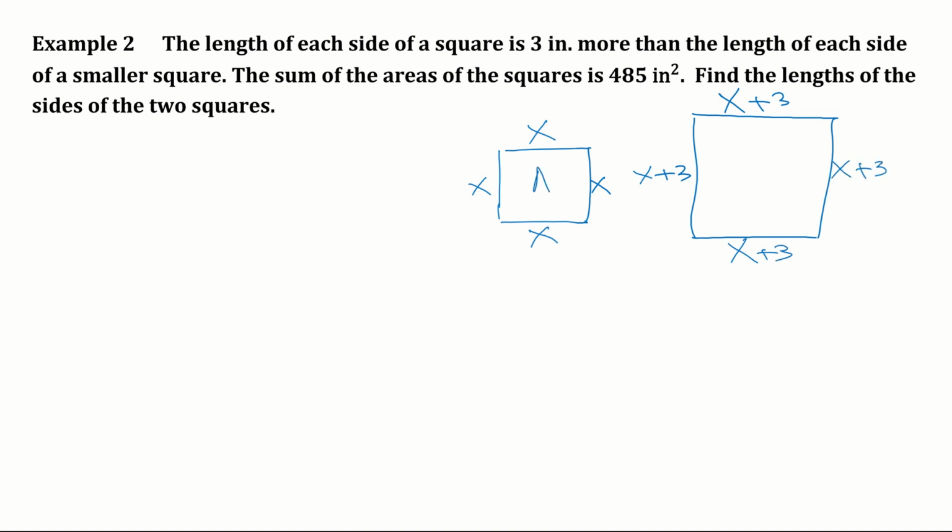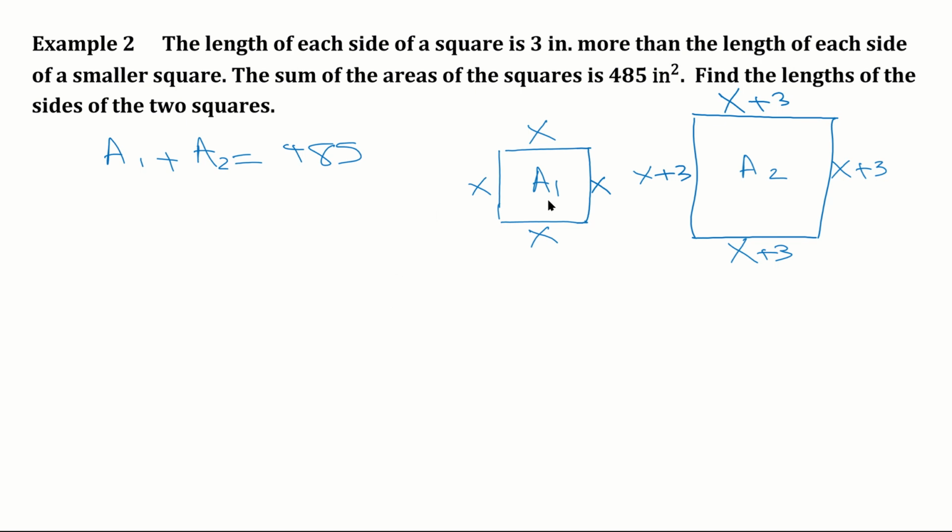Now, I know that whatever area this one has, we call it A1, and whatever area this one has, we'll call it A2. That's the amount of space you have inside, right? They're going to add up to 485, right? So how am I going to set that up? Well, easy, because I know that A1 plus A2 is equal to 485. So we just went from step 1, understanding, to step 2, where we're going to start to translate, right?